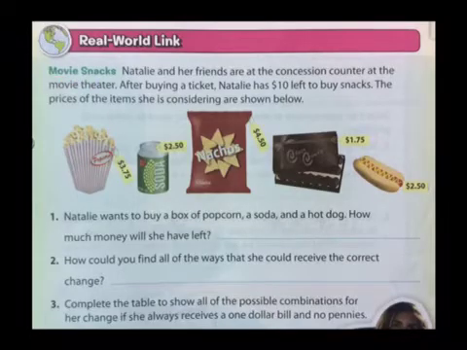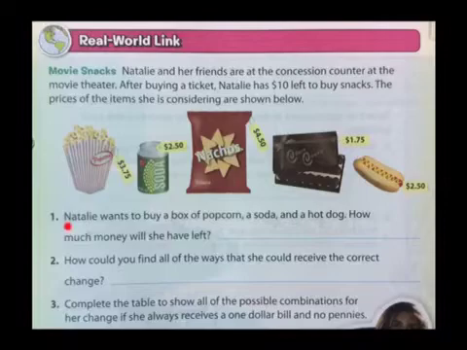Movie snacks. Natalie and her friends are at the concession counter at the movie theater. After buying a ticket, Natalie has $10 left to buy snacks. The prices of the items she is considering are shown below. So we have a box of popcorn for $3.75, a soda can for $2.50, a bag of nachos for $4.50. That looks like a box of chocolates for $1.75, if I'm not mistaken. And then we have a hot dog for $2.50.